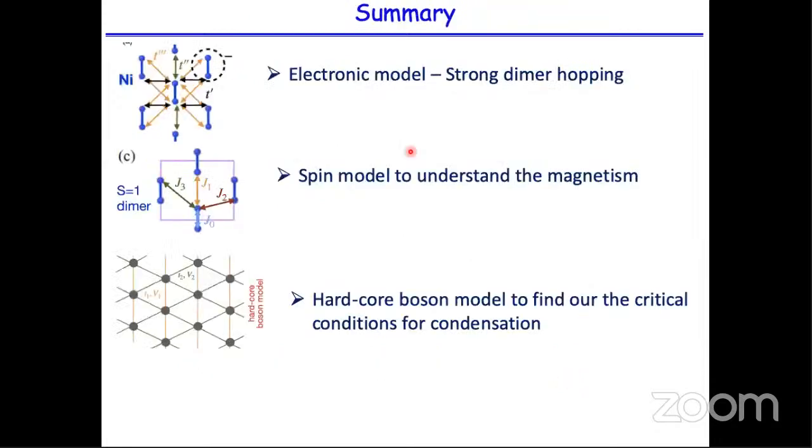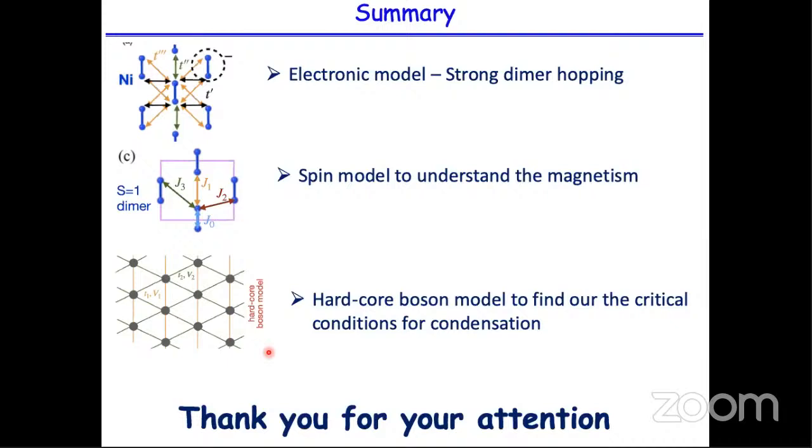So here is a summary. We first discussed the electronic model, and we found the strong dimer hopping, and then we discussed the spin model, to understand the magnetic susceptibility and magnetization versus field plot. And finally, we map this spin model to the hardcore boson model to understand the critical conditions with the field and the critical temperature for Bose-Einstein condensation. And thank you very much for your attention.